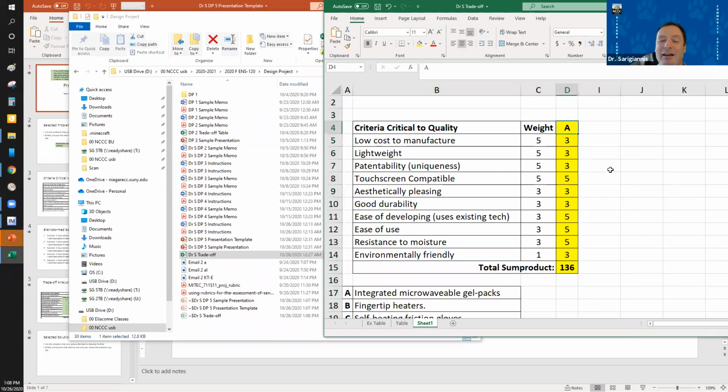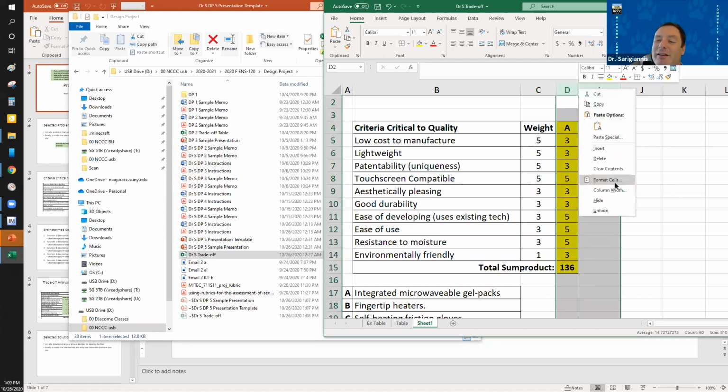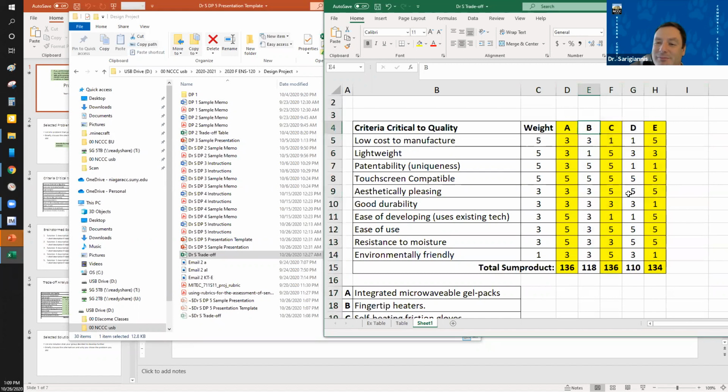I said, okay, the integrated microwavable gel packs, cost to manufacture. I gave it my best rank based on what I thought and how I perceived this design in my head. Some of these will require some discussion between people in the groups. But this could take a decent amount of time, especially if you go through it as a group and discuss things.